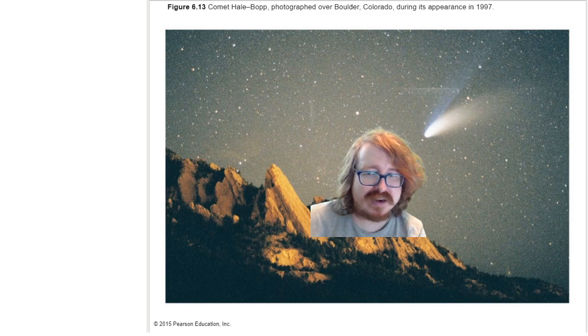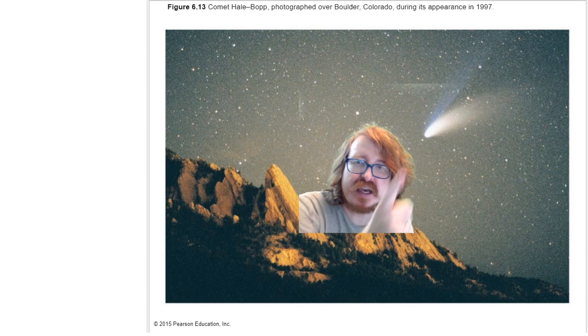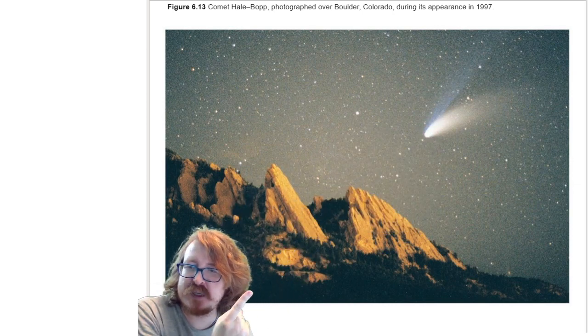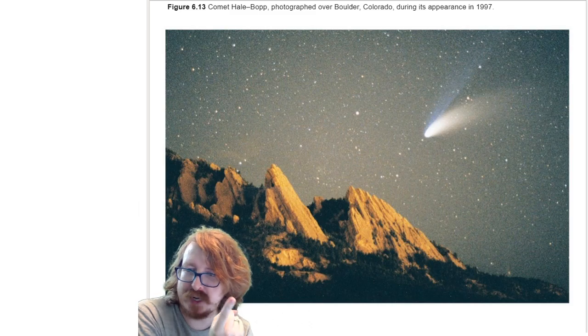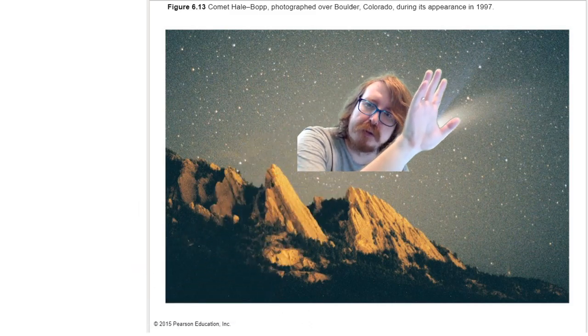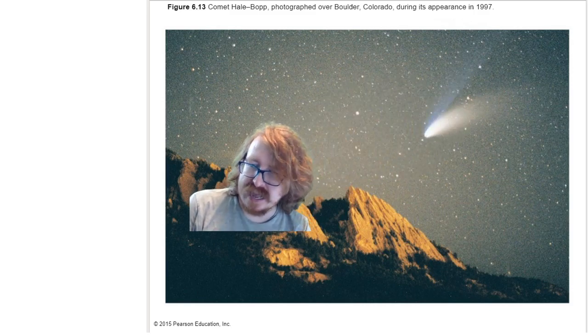Can we tell where the sun is in this picture? Yeah, we can tell where the sun is. The tail always points away from the sun, so that means the sun must be behind the Earth back here somewhere. Like somewhere down here, the sun is blowing that tail off, okay?